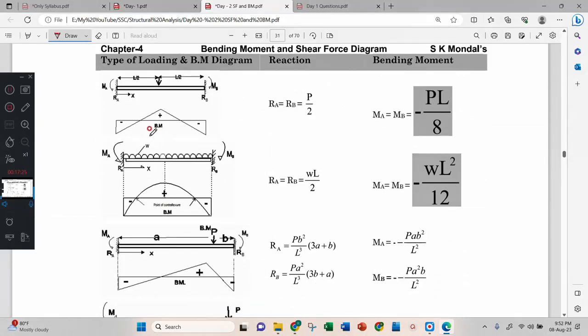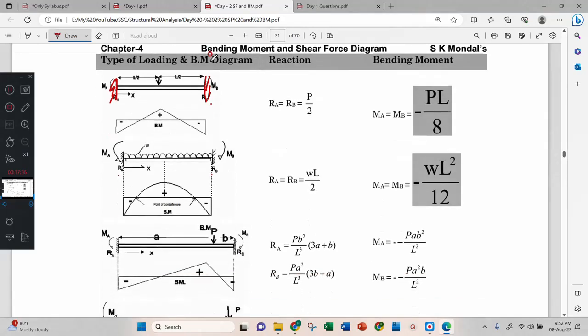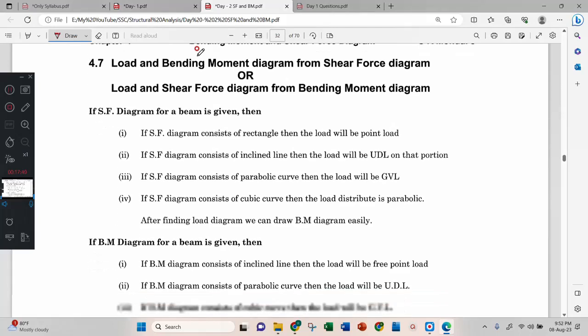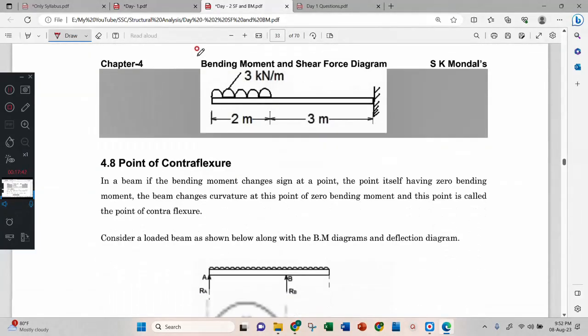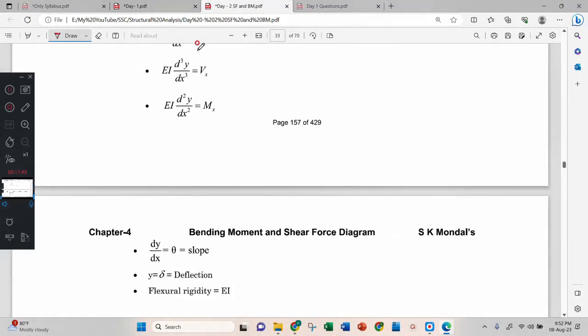And here indeterminate structures are there, but it is not mentioned in the SSC syllabus. Right? Indeterminate fixed beams. And here the reactions are there, you can learn them by heart. Over. This is not required. Whatever I told, that is written here. They have drawn here.